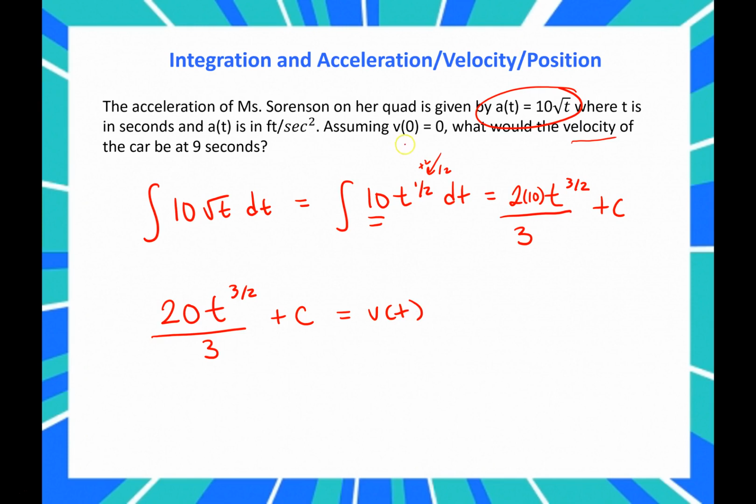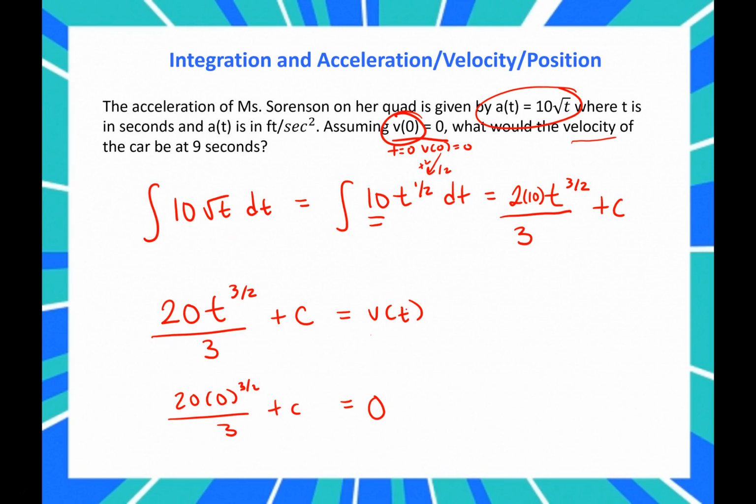Now, we are also told that the velocity is 0 when our time is 0. So if you want, we can just plug right in. So we're letting t be equal to 0 here and velocity of 0 equal to 0. So this becomes 20 times 0 to the 3/2 over 3 plus c equals, well, 0, right? Because we're putting in a 0 here, and we're putting in a 0 here. All right, so what does that give us for our c value?